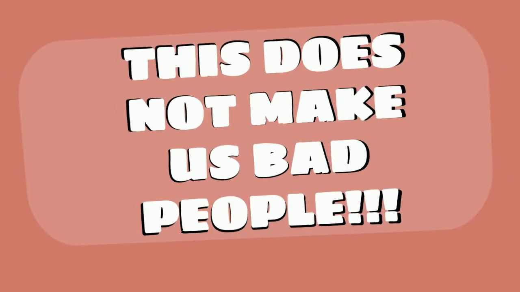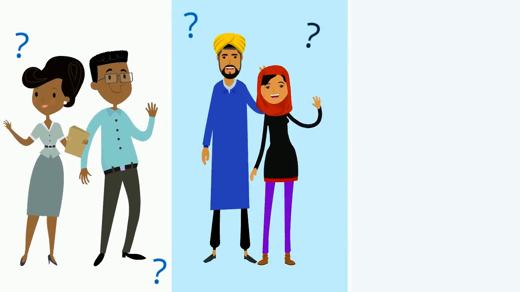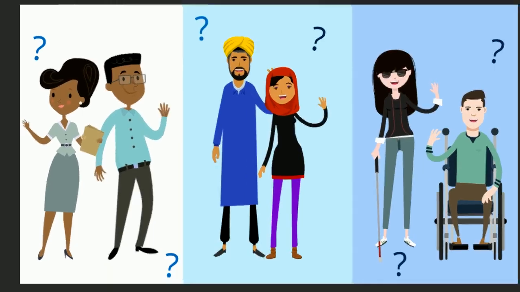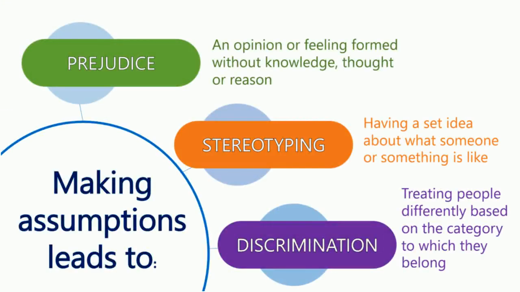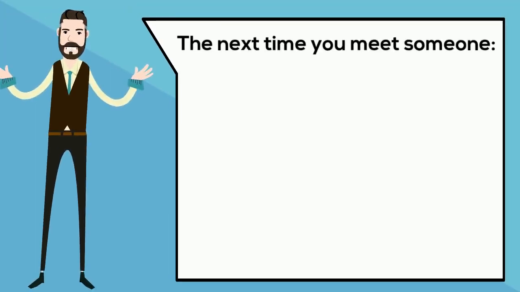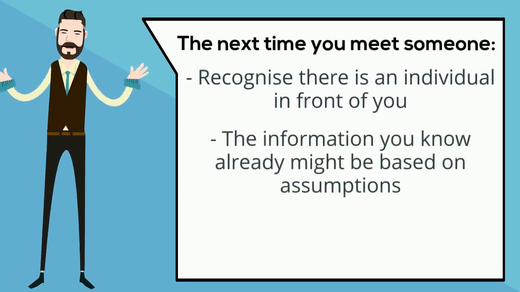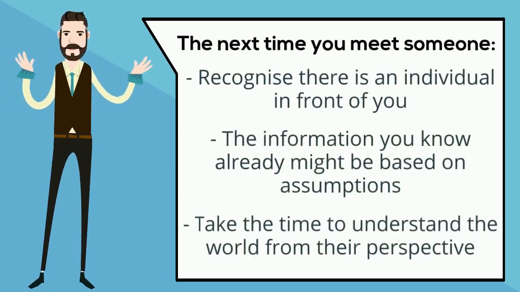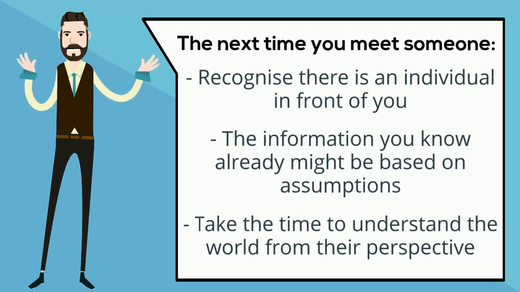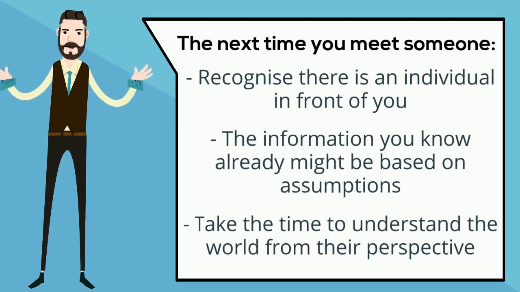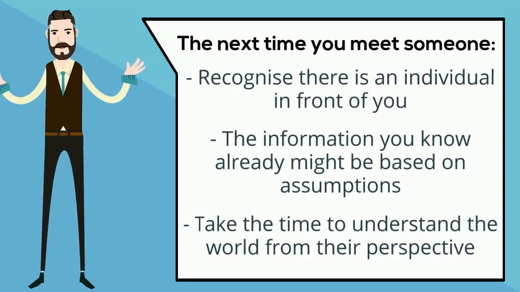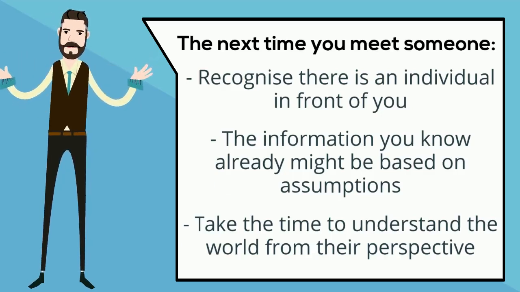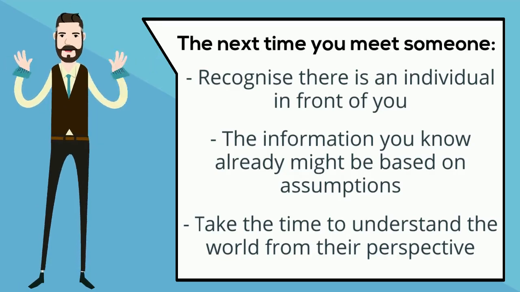It may simply mean that there are groups within society that you know very little about, other than that which you have heard from third parties or been exposed to in the media. And as we discussed on the training day, this can lead us into very dangerous territory. So, the next time you meet someone, regardless of whether they may or may not sit within one of these protected characteristics, recognise that there is an individual in front of you. Recognise that the likelihood is, at least to start with, that you have very little information about them, and what you do have might be based on assumptions. Take the time to understand the world from their perspective in a respectful way.